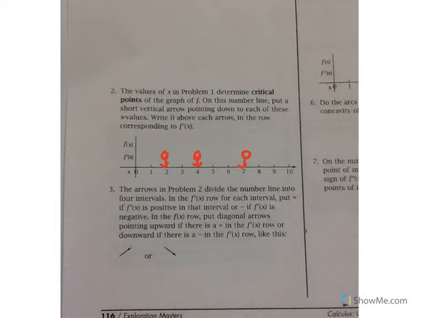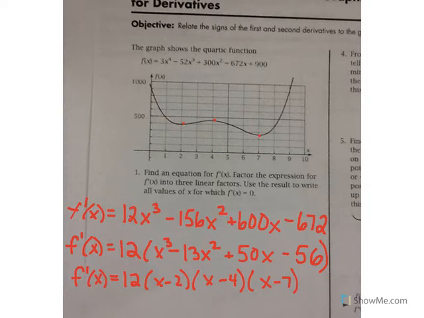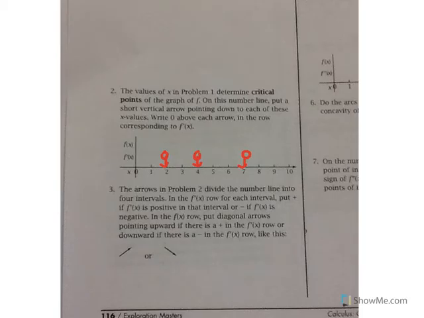The arrows in problem 2 divide the number line into 4 intervals. In the f prime of x row, for each interval, put a plus if f prime is positive or minus if f prime is negative. We're just going to look at the original graph and look at the slopes. All the slopes in this region are negative. All the slopes in this region are positive. Not the values, the slopes. All the slopes in this region are negative, and all the slopes in this region are positive. So on the graph, I'm going to fill in negative, positive, negative, positive.